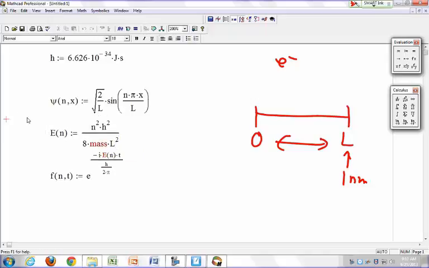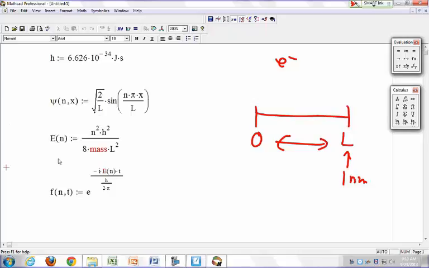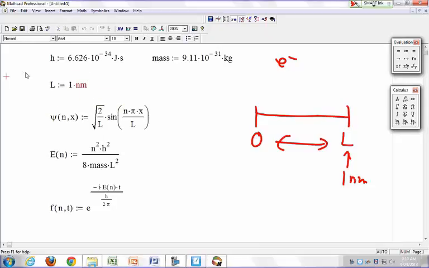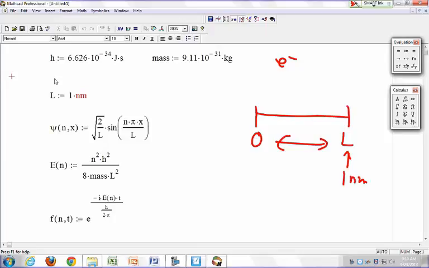So when we get to the particle in a box problem, we're going to see all of these. Now, it doesn't know what the mass is. You have to tell it what the mass is. What's the mass of an electron? 9.11 times 10 to the negative 31 kilograms. And L. Let's just tell it what L is, because L is a predefined variable, so I need to override that. L is 1 nanometer. And it doesn't know what a nanometer is, so I'll have to tell it what a nanometer is. A nanometer is 10 to the negative 9 meters.